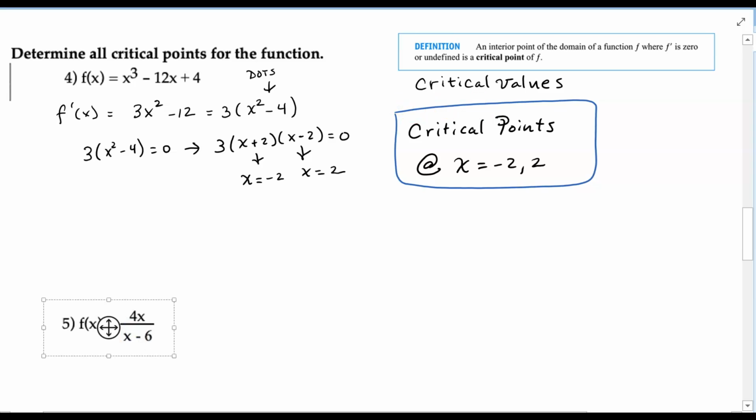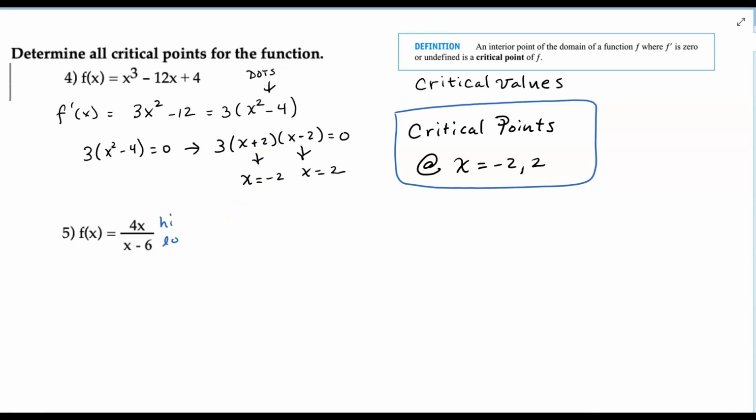Now let's take a look at this next problem, number 5, and let me move it up a little bit. This one, derivative, maybe not as fun. We have to use the quotient rule, high, low. So let's write that out. Okay. High, the function on the top, is 4x. Low, the function on the bottom, is x minus 6. D high, the derivative of the top, is 4. D low, the derivative of the bottom, is 1.